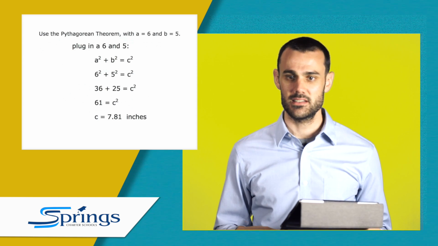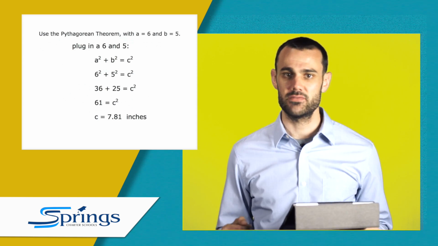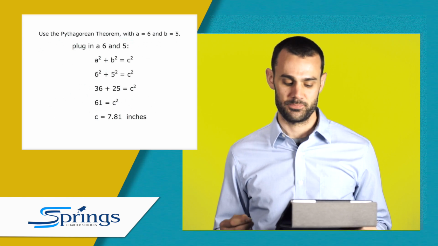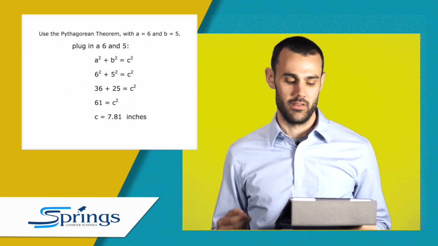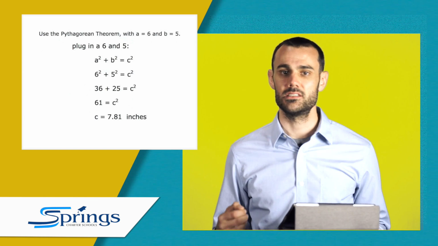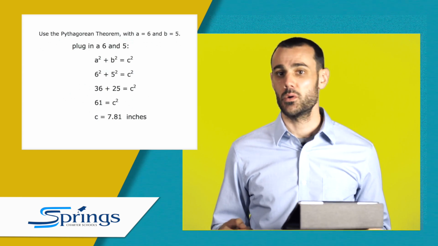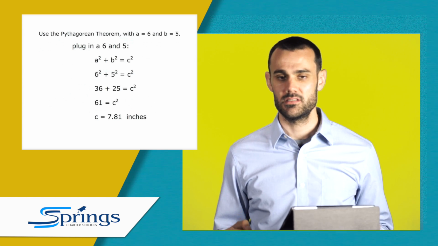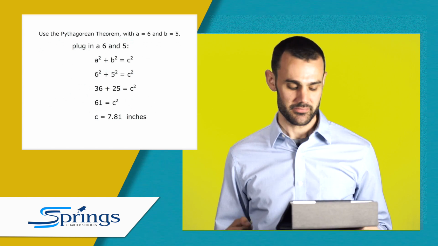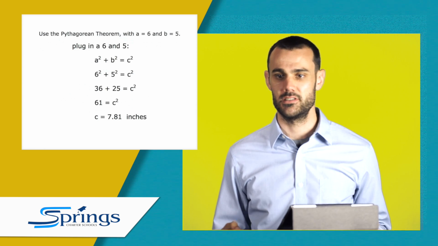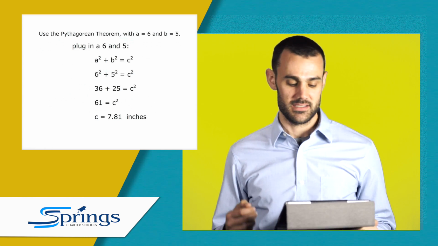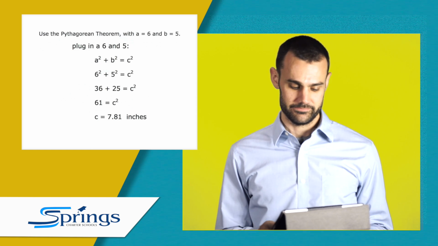Which means 6 times 6 gives you 36, and 5 times 5 gives you 25. Now we add those two together: 36 plus 25 makes 61. So we have 61 equals c squared. We then have to take the square root of both sides of our equation to get rid of the squared over the c. When we do that, the square root of 61 is 7.81 inches. So the missing diagonal side of that piece of cotton fabric is 7.81 inches long.